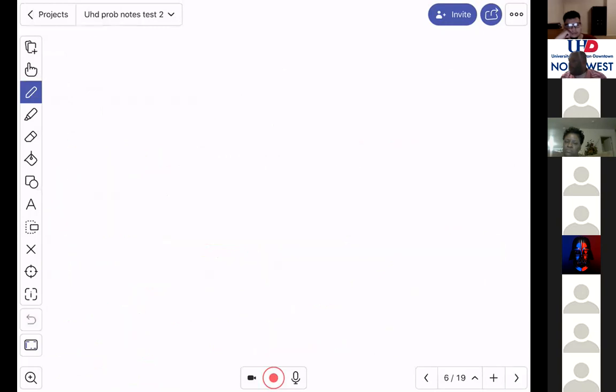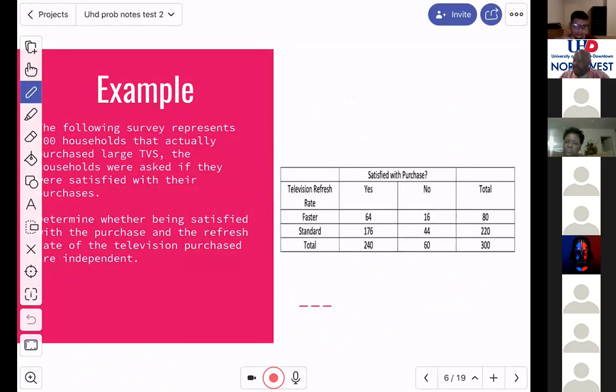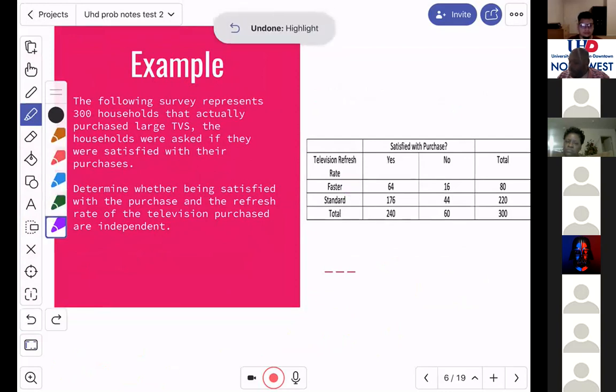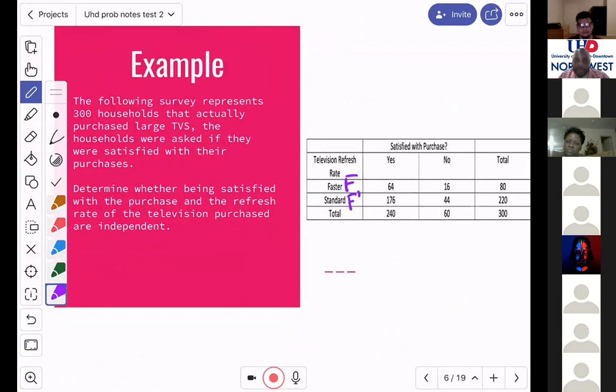The following survey represents 300 households that actually purchased large TVs. The households were asked if they were satisfied with their purchases. So now here's the question. You can purchase a faster rate TV, which we'll call F, and a standard rate TV, which we'll call F prime. But this time I want to ask: are you satisfied with your purchase? I don't care about the streaming media player anymore. So yes, you're satisfied, no, you're not. We'll say this is S again, satisfied. S prime is no, I'm not satisfied.